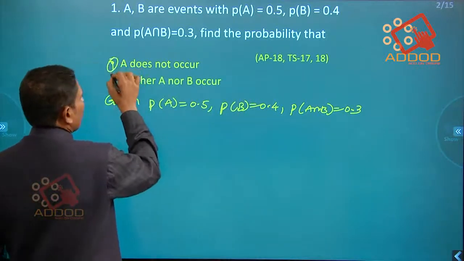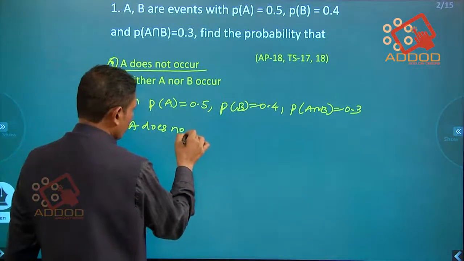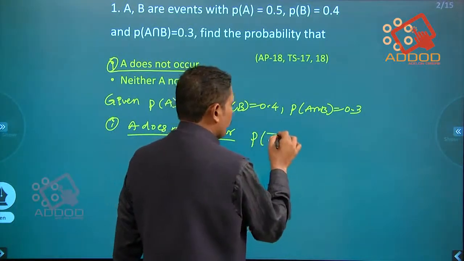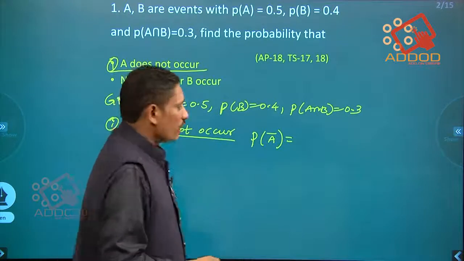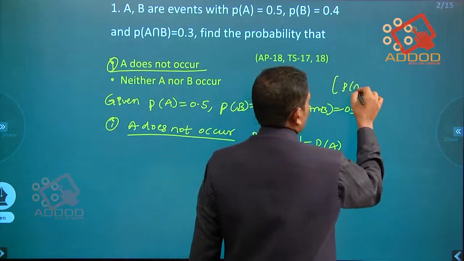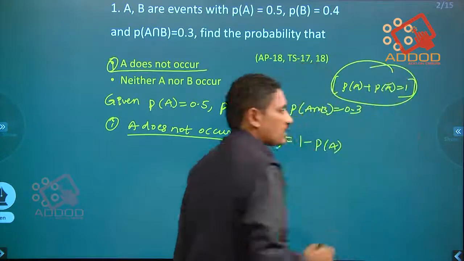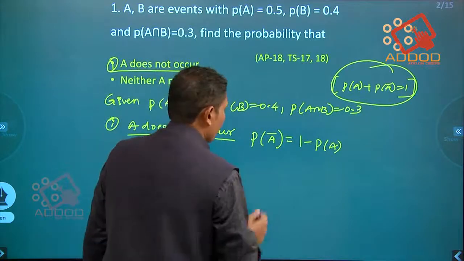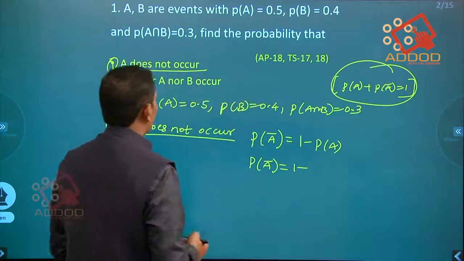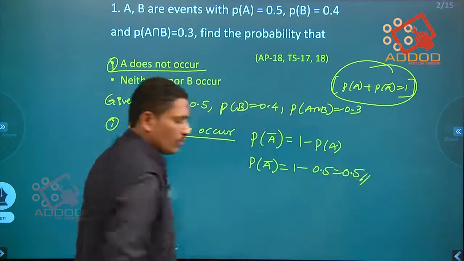Now the first bit, the question is asking: A does not occur. A does not occur means the probability of A bar. Simply we can write it as 1 minus P of A. That is, the success plus the failure value is equal to 1. So P of A bar is equal to 1 minus P of A, the value is 0.5. Nothing but 1 minus 0.5, simply written as 0.5.